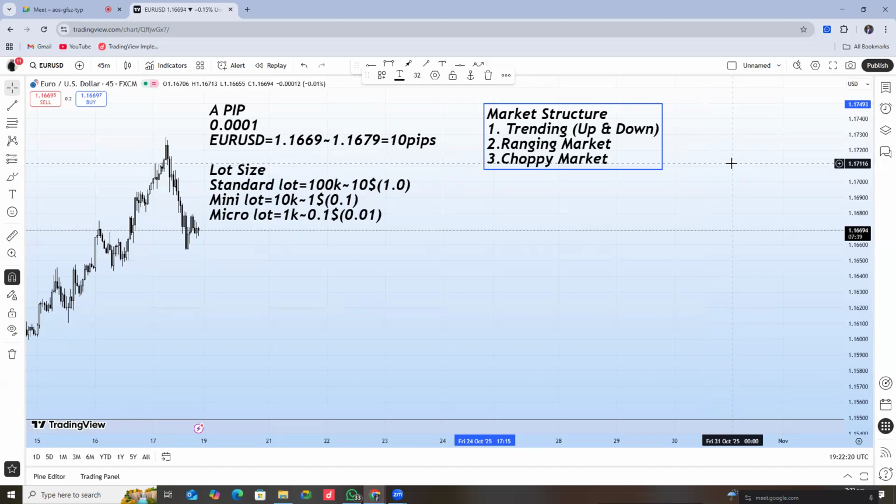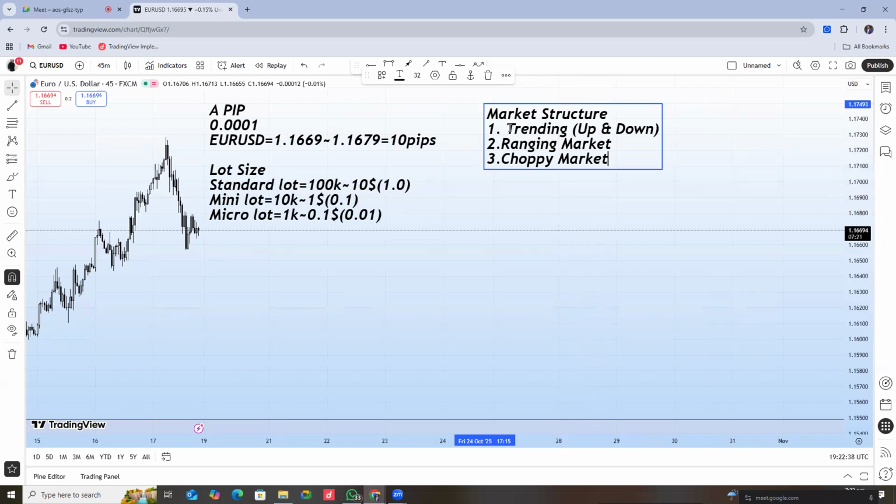Market. So this is the thing. We are only going to trade this and then that, the trending market and the ranging market. This one, we will stay away from it. It's a big no, this one. We don't go near it. I'll show you a reason why we don't do that.